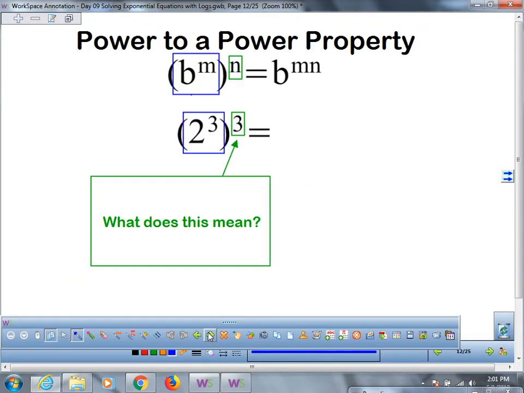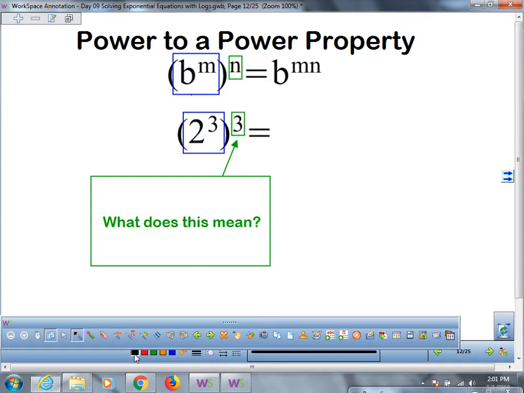Next. Do you remember this property? Power to a power property. Okay, this is the problem. This is why we're revisiting this. M to the n equals m times n. You can't combine them. We're multiplying them.